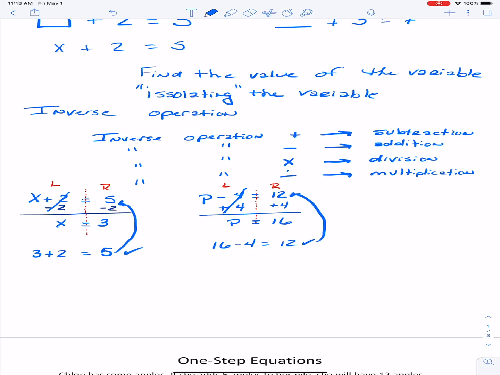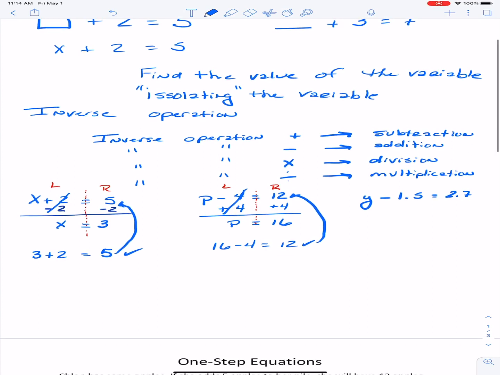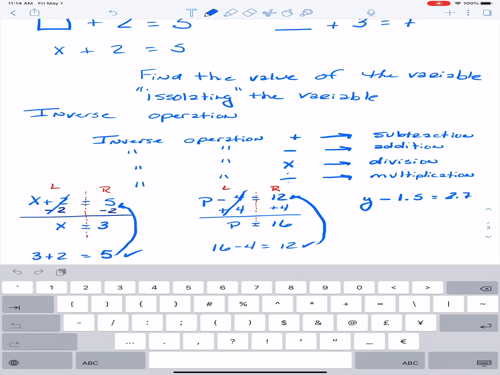Now, we can do one-step equations with any kind of number that we want. For example, let's say I want to use decimals. So I'm going to take y minus 1.5 equals 2.7. Again, my goal is to get y by herself.